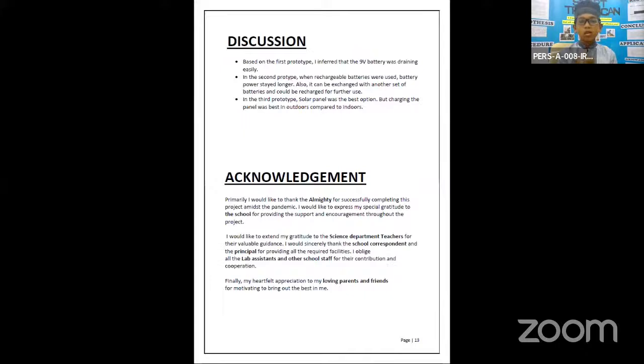Based on the first prototype, I infer that the 9-volt battery was drained easily. In the second prototype, when rechargeable batteries were used, battery power stayed long. Also, they can be exchanged with another set of batteries and recharged for further use. In the third prototype, the solar panel was the best option, but charging the panel was better outdoors compared to indoors.